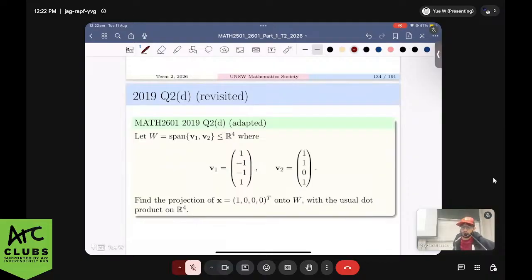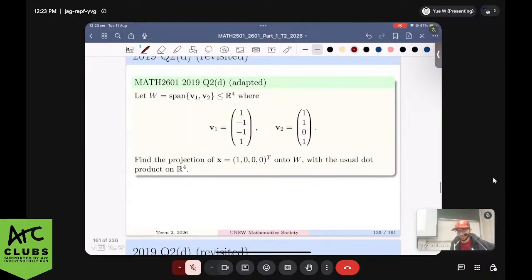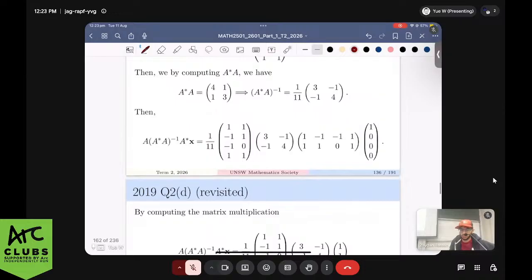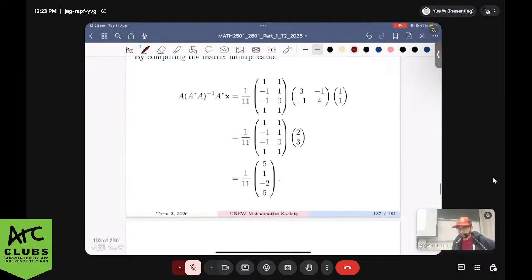Okay, so, oh yeah, you can revisit this example by finding the projection matrix. It turns out if you want to project onto a space, the orthogonal projection is given by this, A star A inverse A star, and you apply that to B, and that will give you the projection onto the space. So here, the matrix A is made by just taking the vectors v1, v2. You find A star A inverse A star. It's a lot of computation, but you just do it one by one, and you get this.